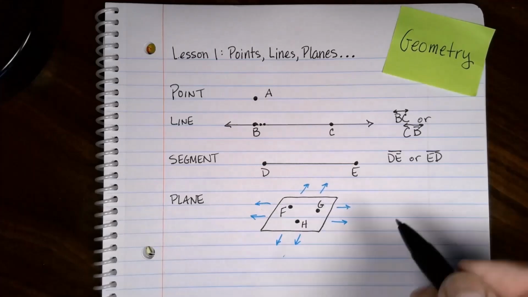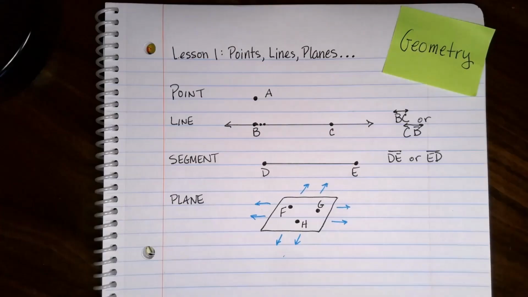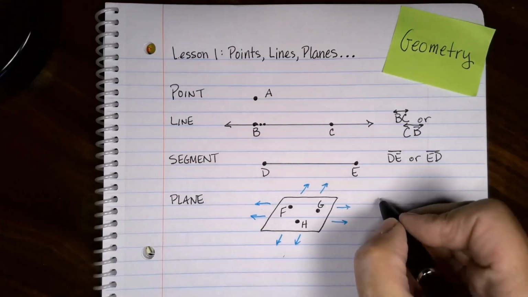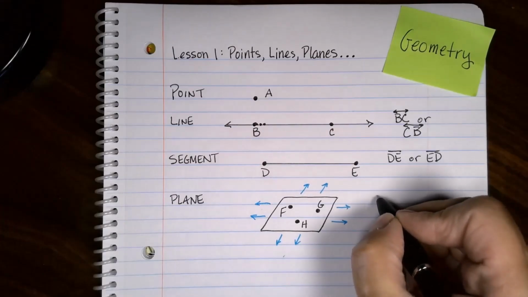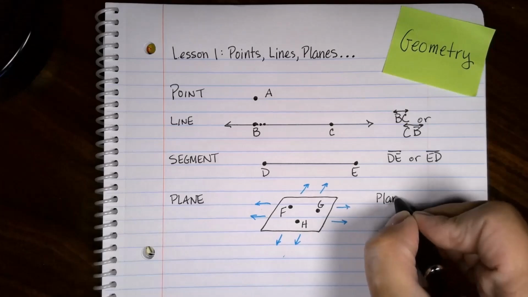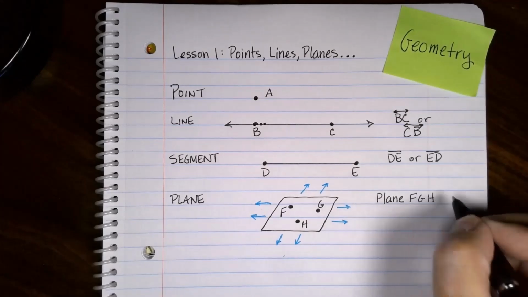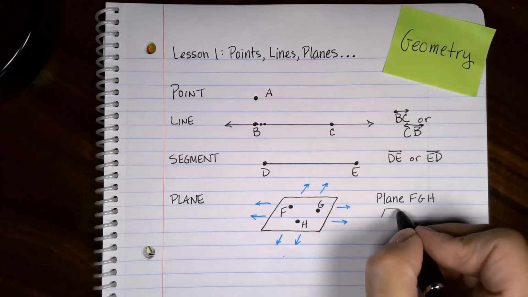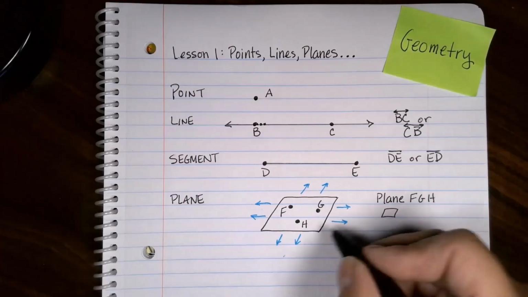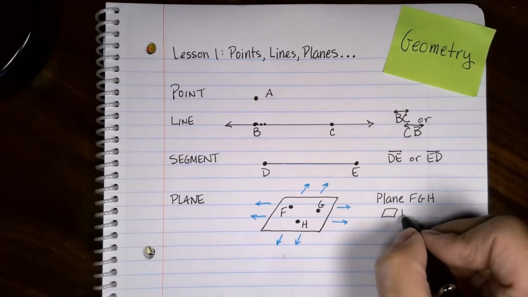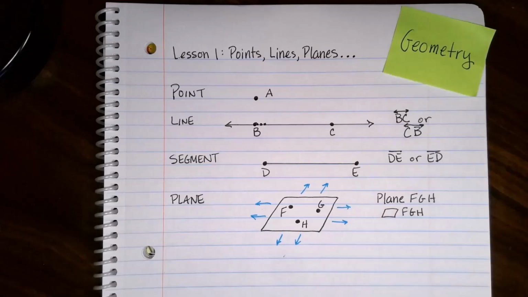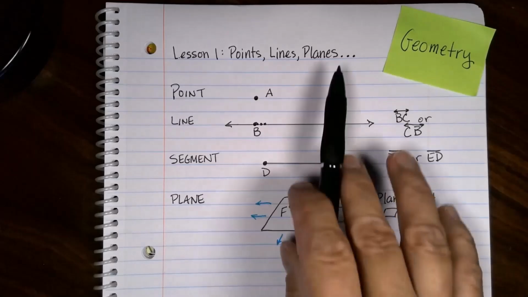To name it, I've seen it written down a couple different ways. You'll have to talk to your teacher about how they're going to do it. Usually in the textbooks that I've seen, they just use the word plane, F, G, H. But I have seen some where they put this little shape in front of it like this, and F, G, H.